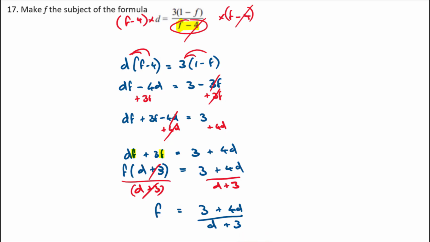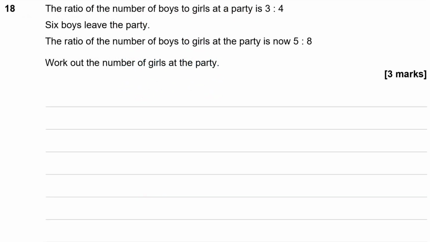So the trick of these ones, when you've got f appearing in two different places, you want to try and collect them all on one side and either collect like terms or factorize out the f out of the various terms if you've got other things multiplied by it. Okay, job done. The ratio of number of boys to girls at a party is 3 to 4.